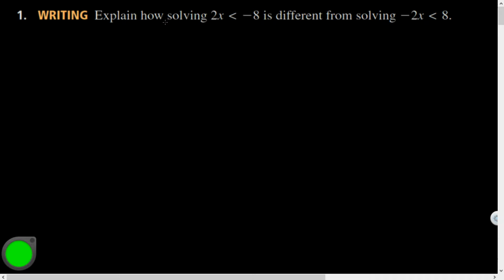They say, explain how solving 2x is less than negative 8 is different from solving negative 2x is less than 8. Does anyone have any thoughts on this? If I was solving this, I would have done that, and if I was solving this, I would have done that. I'm assuming they're interested in something more than just that, right? This one I would have had x is less than negative 4, and this one would be what? What's the difference between these ones here?